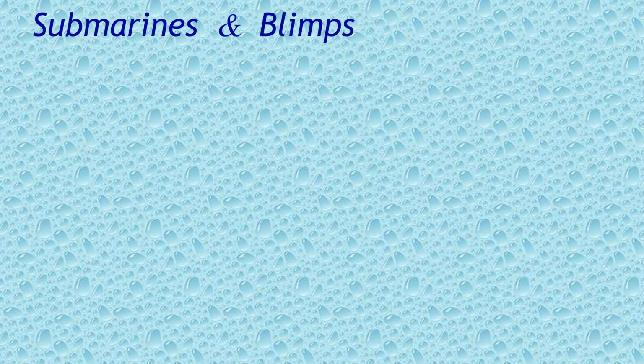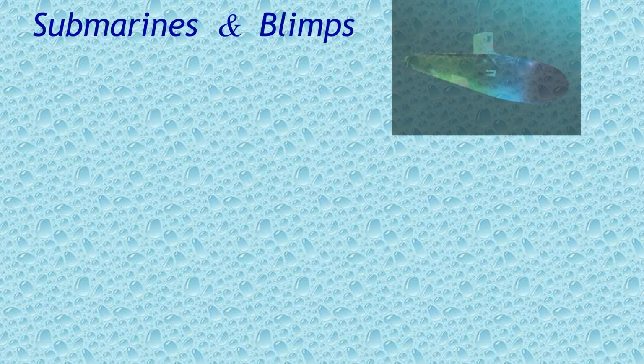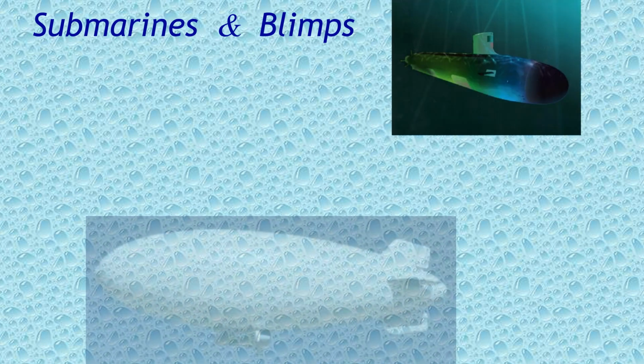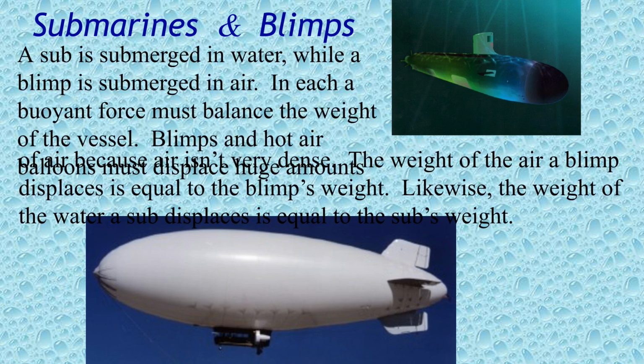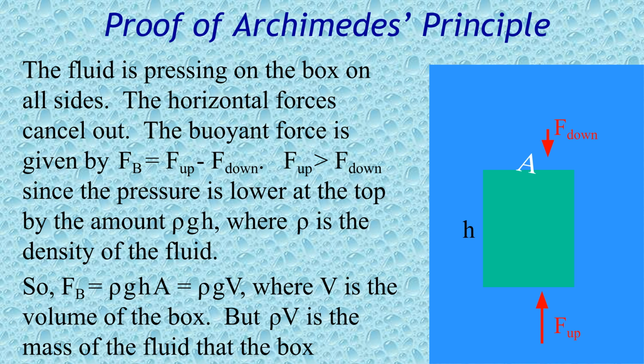Submarines and blimps both rely on Archimedes' principle. A submarine displaces water and a blimp displaces air. For both, the buoyant force must balance the vessel's weight to achieve neutral buoyancy or flotation. The proof of Archimedes' principle involves pressure. The buoyant force is the difference between the upward force, F_up, at the bottom, and the downward force, F_down, at the top. This results in $F_B = \rho gV$, which is the weight of the displaced fluid.